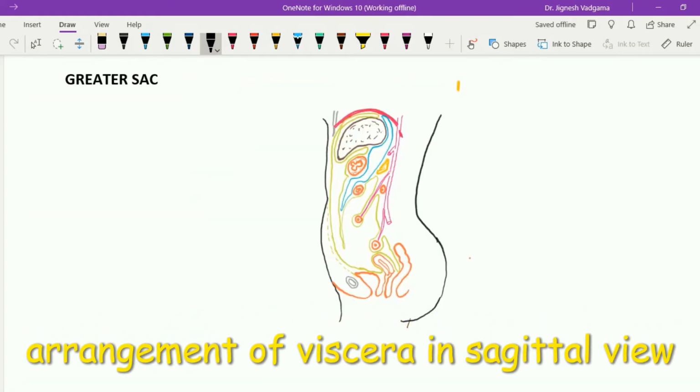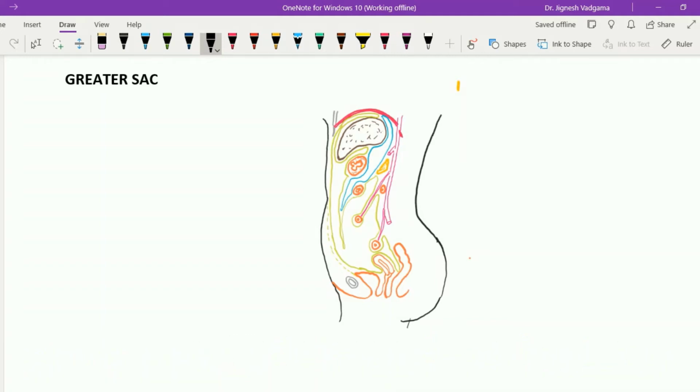Now here is the image of the sagittal section of the abdominal cavity, and here we can appreciate the arrangement of the viscera in the sagittal section. So in this figure, this is the liver, this organ situated just below the liver, and just behind it is the stomach. Just behind the stomach and just below it we find the transverse colon. On the posterior side is the pancreas. Here all these are the loops of the small intestine, but for practical purposes we have shown only one loop.